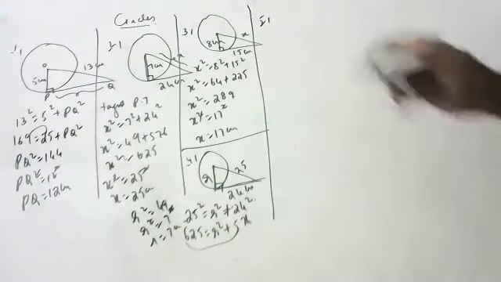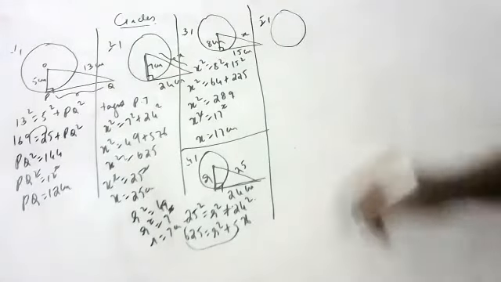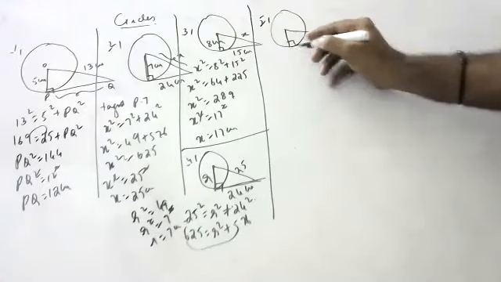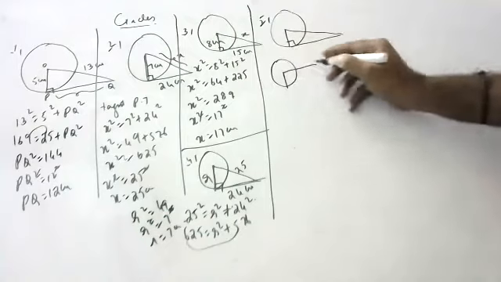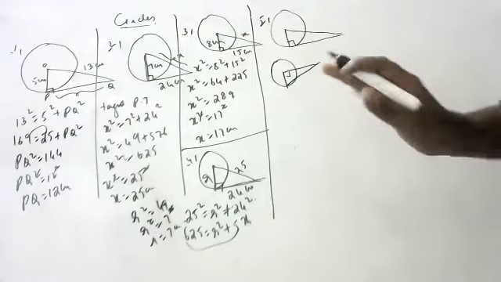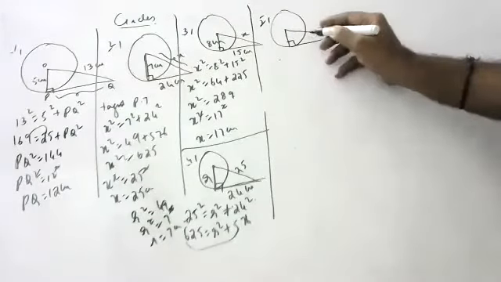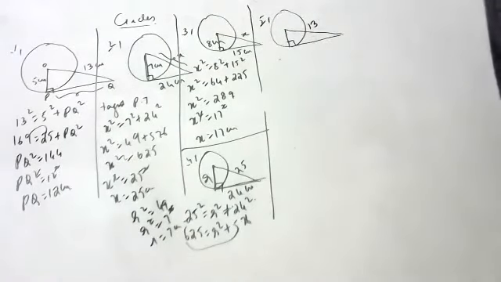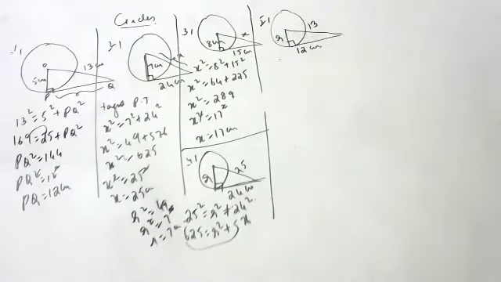A point P is 13 centimeters from the center of the circle. Always draw like this only, children. Some people have a habit of drawing like this, but this is not correct. Please don't draw like this, it won't be 90 degrees. So he is saying that point P is 13 centimeters from the center of the circle, and the length of the tangent is 12 centimeters. Find the radius of the circle.